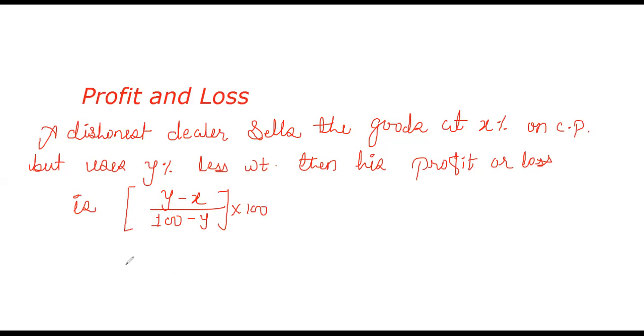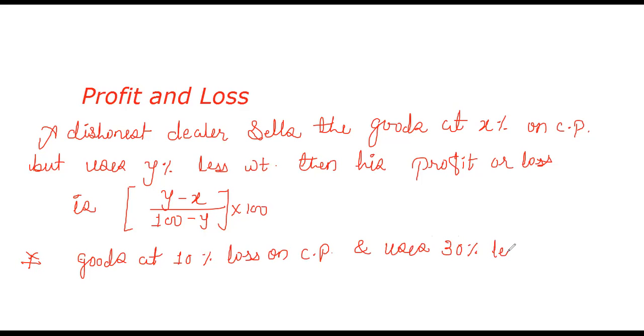Okay, so let us see one example. A dishonest dealer sells his goods at 10% loss on cost price and uses 30% less weight. What is his profit or loss percent?